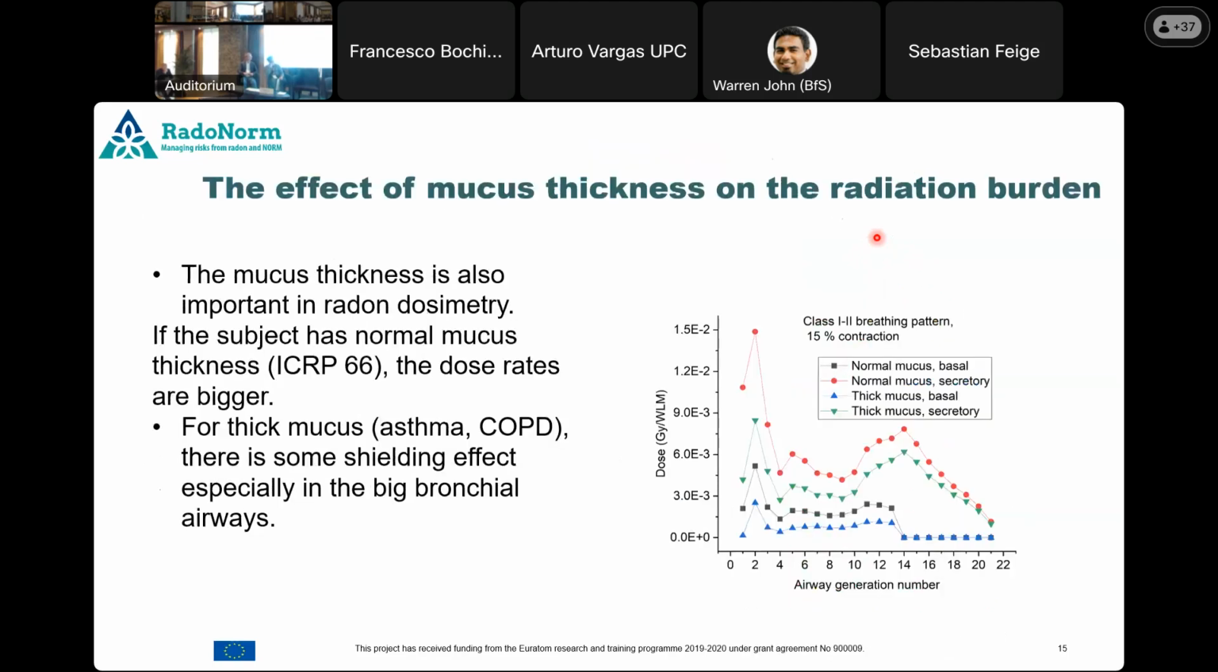And my last comparison was the mucus thickness. This was for severity class 1 or 2. I modeled normal mucus and thick mucus for COPD. And as you can see, the thick mucus has some shielding effect, but it's not as strong as the dose elevating effect of the COPD. But it's also important to model the airway generation specific mucus thickness for COPD.